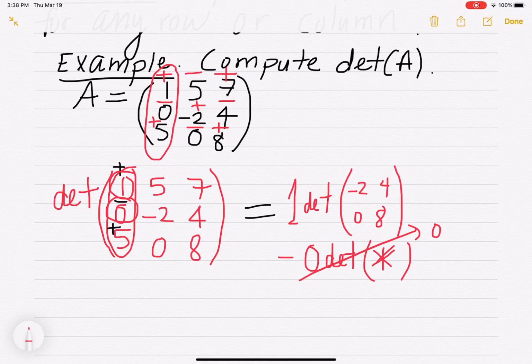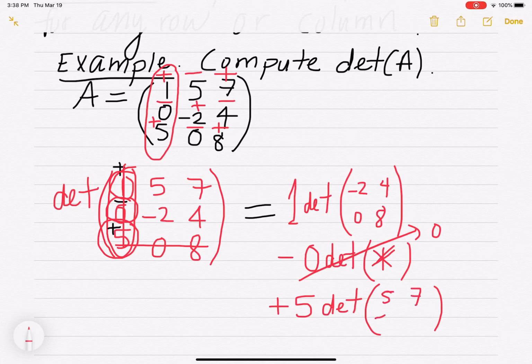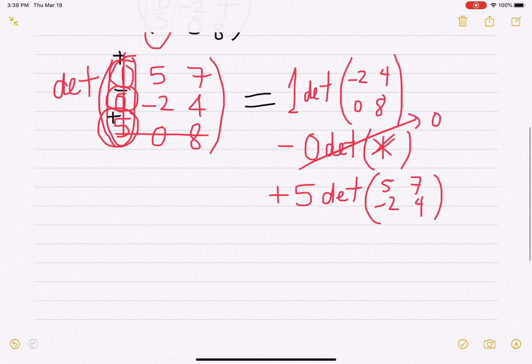So now we're going on to the last entry in that first column, 5, and this is going to have a plus in front of it. The black plus sign is what we're using there. And we're going to have the determinant of the submatrix when you cross out the first column and the third row. So the submatrix is 5, 7, negative 2, 4. We have basically reduced this down to two 2 by 2 determinants that need to be calculated.